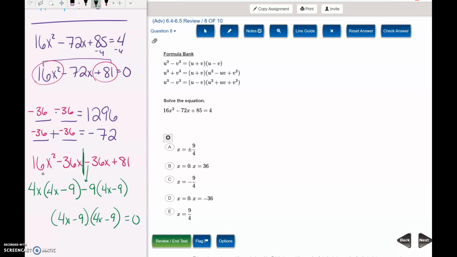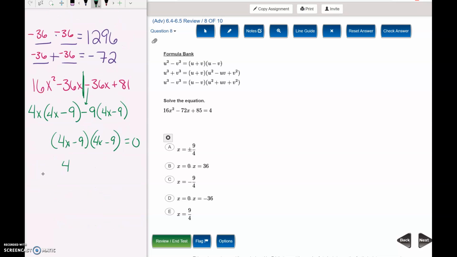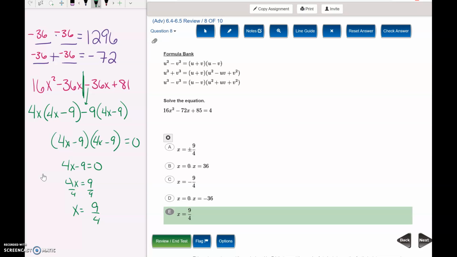So basically, 4x minus 9 has to equal 0. Add 9 to both sides. Divide both sides by 4. x equals 9/4. Positive 9/4.